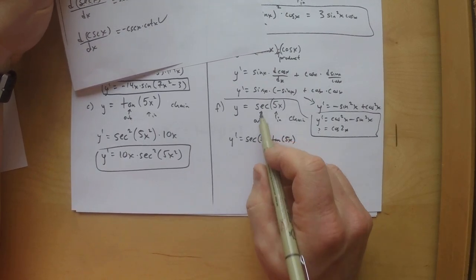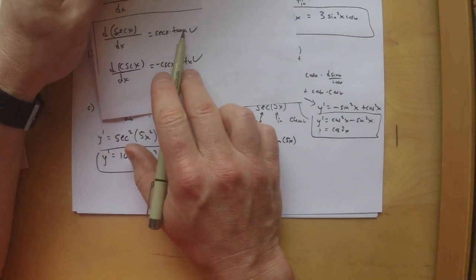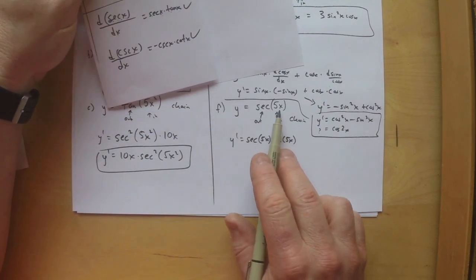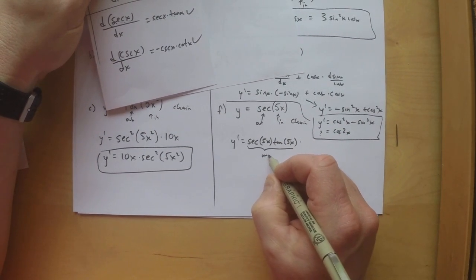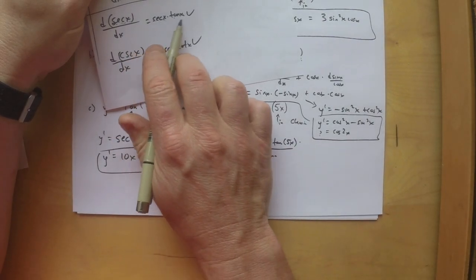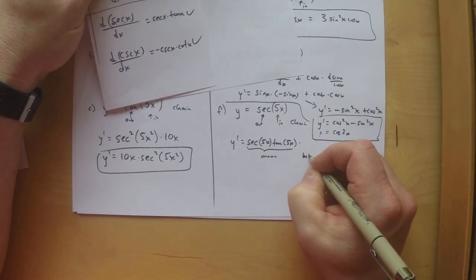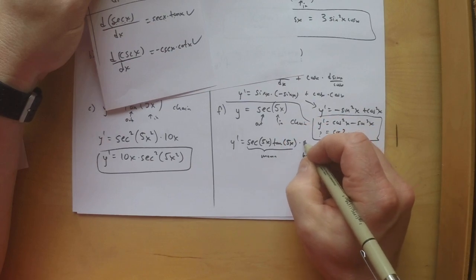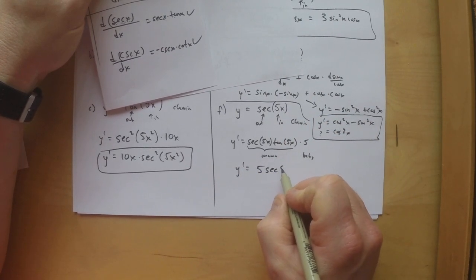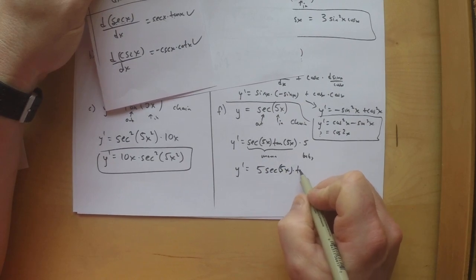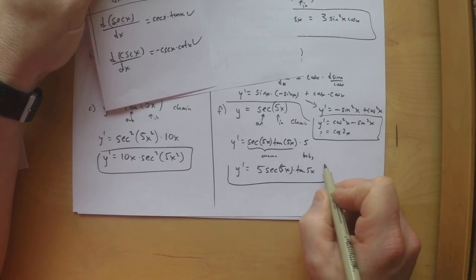Because remember, it's the outer derivative evaluated at the inside times, so there's the mama, because that's the rule. The baby, derivative of 5x is 5. And making it look a little prettier, there you go.